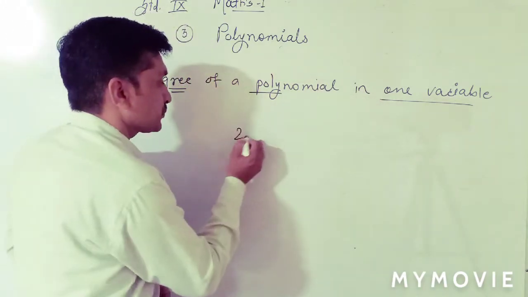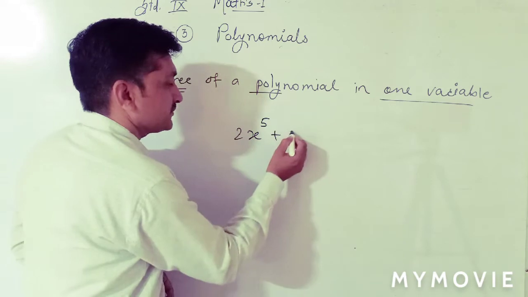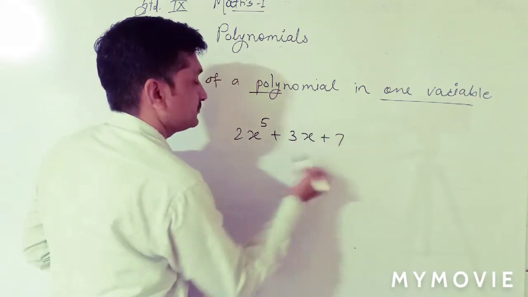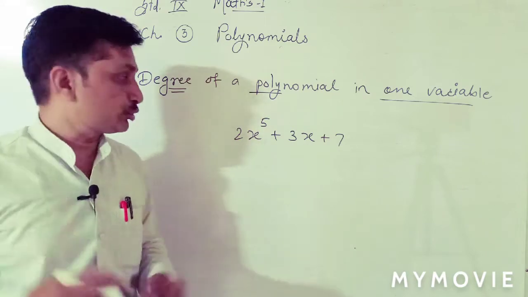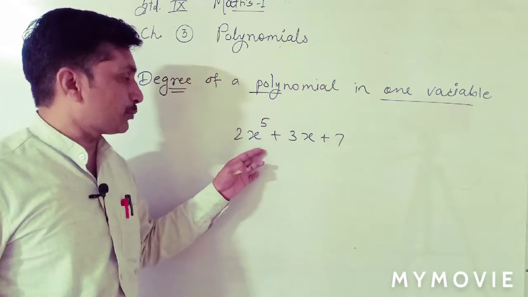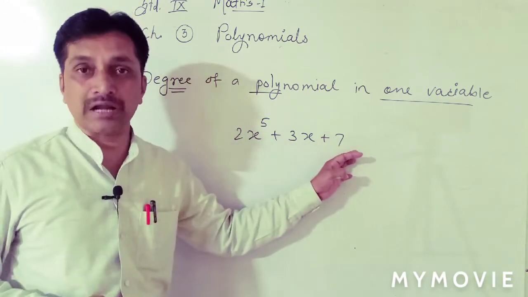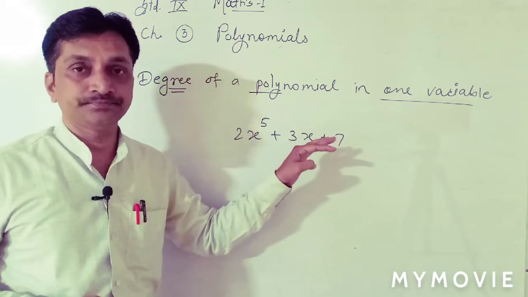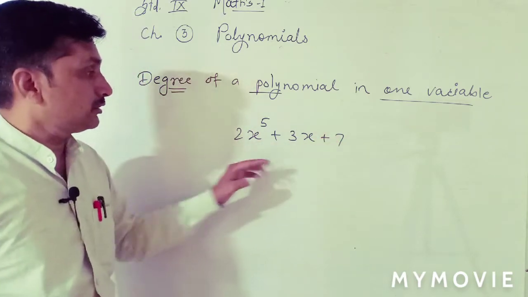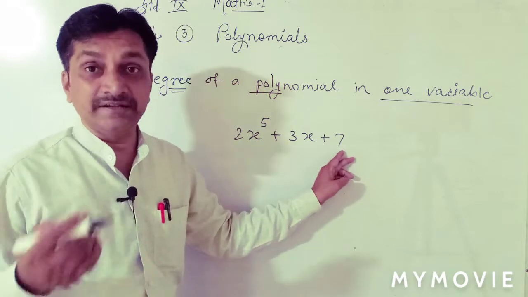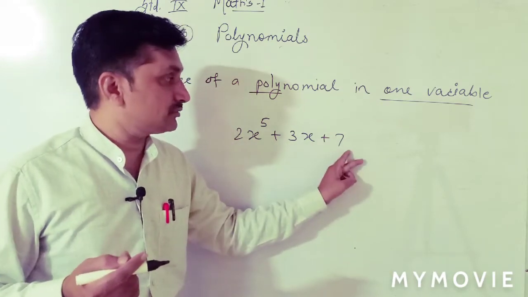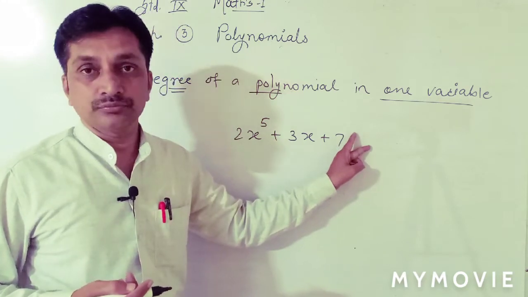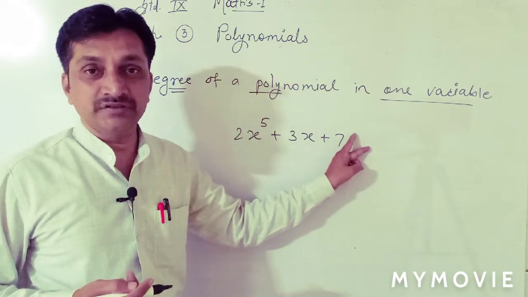For example, 2x raised to 5 plus 3x plus 7. As I told you, based on the number of terms, how many terms are here? 1, 2, 3. This is trinomial based on terms. But what is the degree? Now here is 7. What is index or what is power? What is power of 7? 0. Power of 7 is 0.